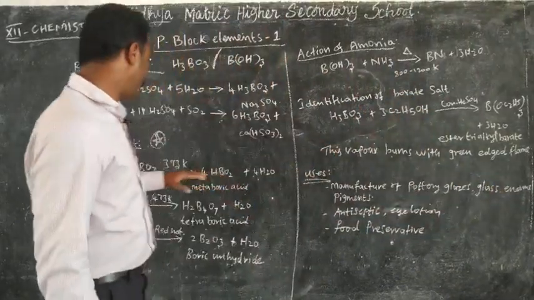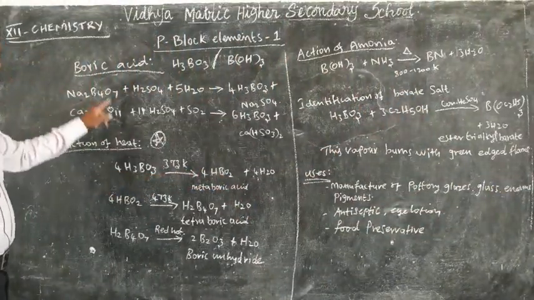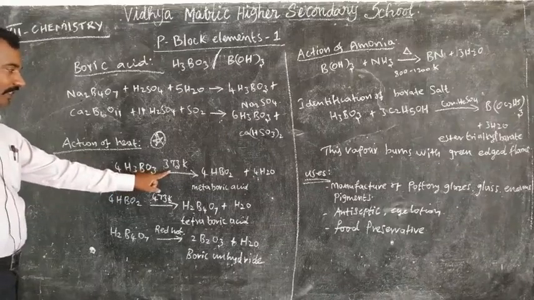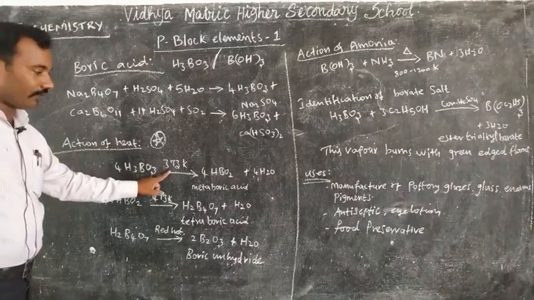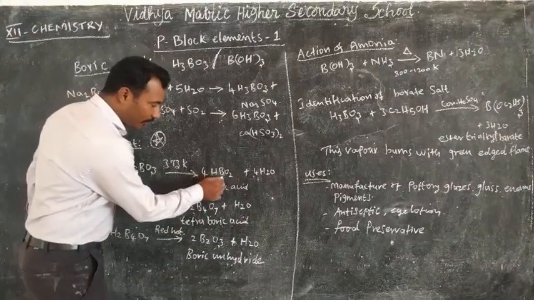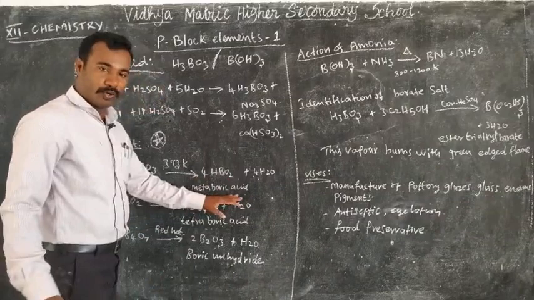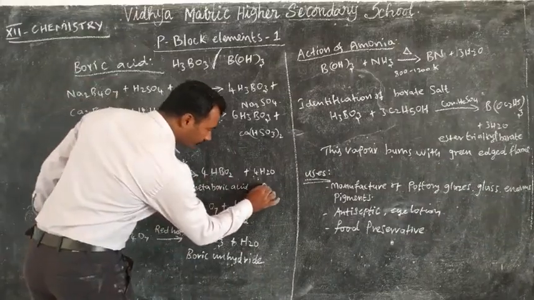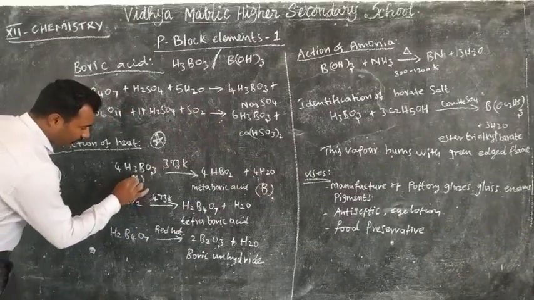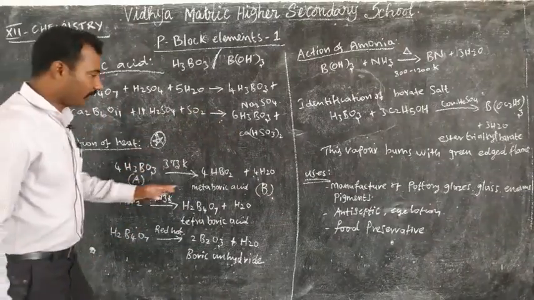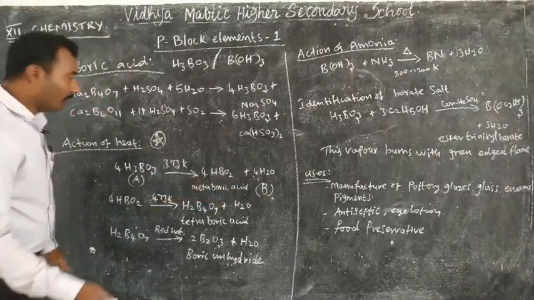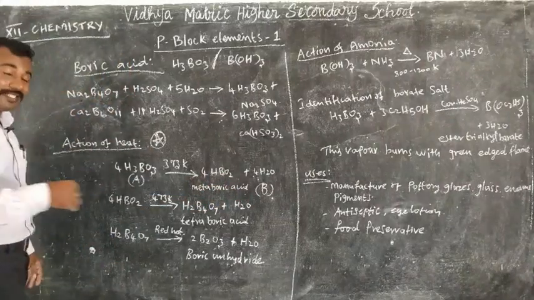Okay, listen carefully. So boric acid, H3BO3, at the temperature of 373 Kelvin gives metaboric acid, HBO2. This is compound B, and boric acid is compound A. Okay, compound B, metaboric acid. Then compound B, on further increasing the temperature.